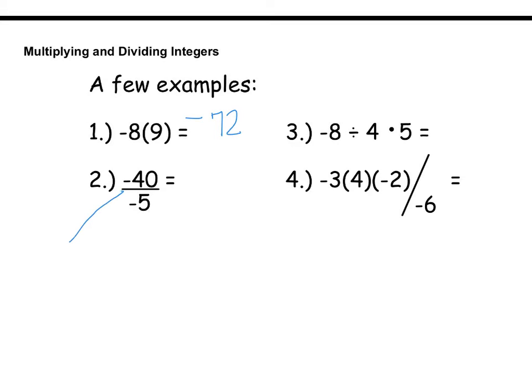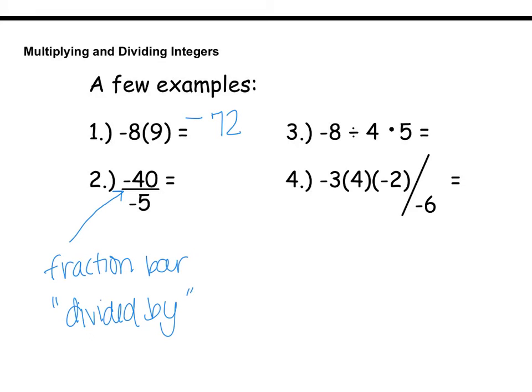Number 2, -40 divided by -5. This fraction bar, in case we've forgotten, literally means division. Anytime you see a fraction bar, it means divided by. So that means -40 divided by -5. We have the same signs, which means we get a positive answer. 40 divided by 5 is 8.